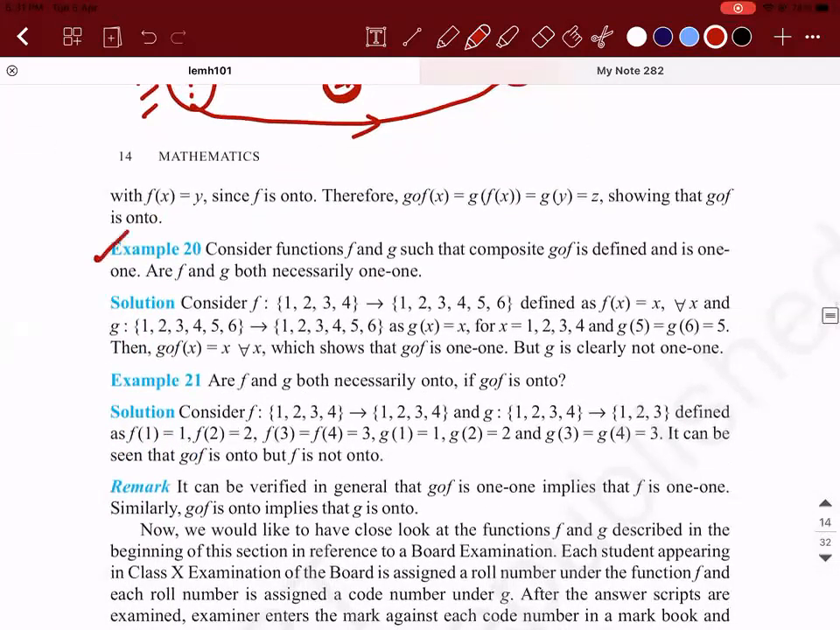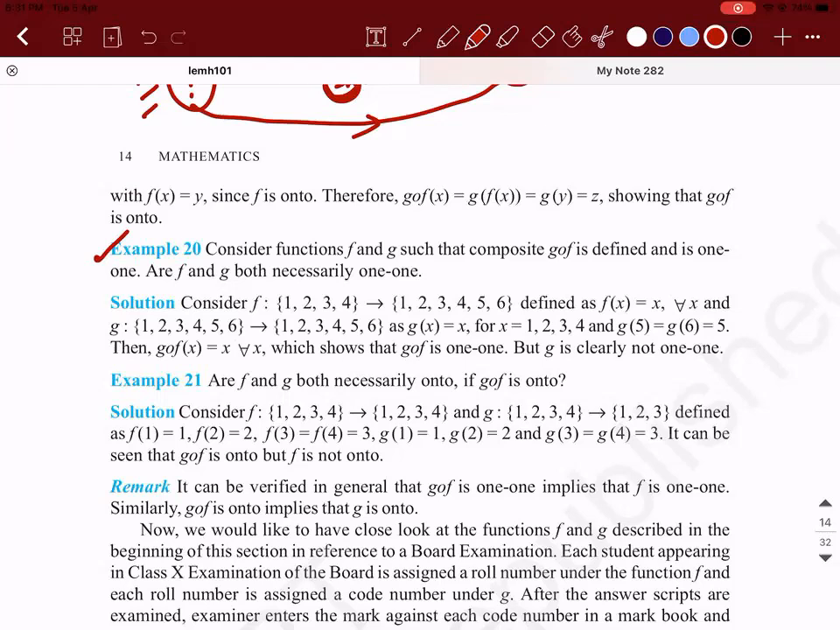So shall we try the 20th one? Consider the functions f and g such that the composition of function g circle f is defined and is one-to-one. Are f and g necessarily one-to-one? So consider two functions f and g such that you are able to define a composition g circle f, and it is defined also.